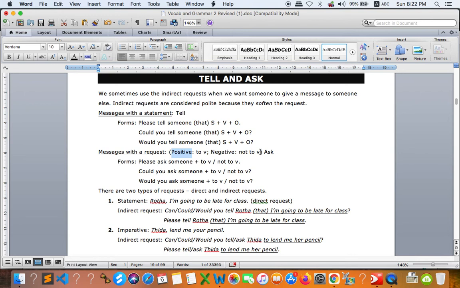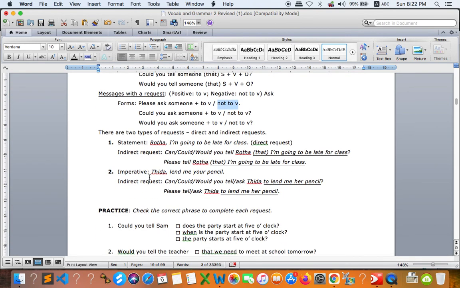Okay, you will see an example of them. Forms: please ask someone to verb or not to verb. Okay, to do or not to do. If it is a positive request, to do. If it is not, not to do. Could you ask someone the same thing, to verb or not to verb? Would you ask someone to verb or not to verb? It depends on the request. If it is negative, not to verb. If it is positive, to verb. And the difference is similar to the statement as well in terms of the meaning. Okay. All right, let's take a look at the example down below.